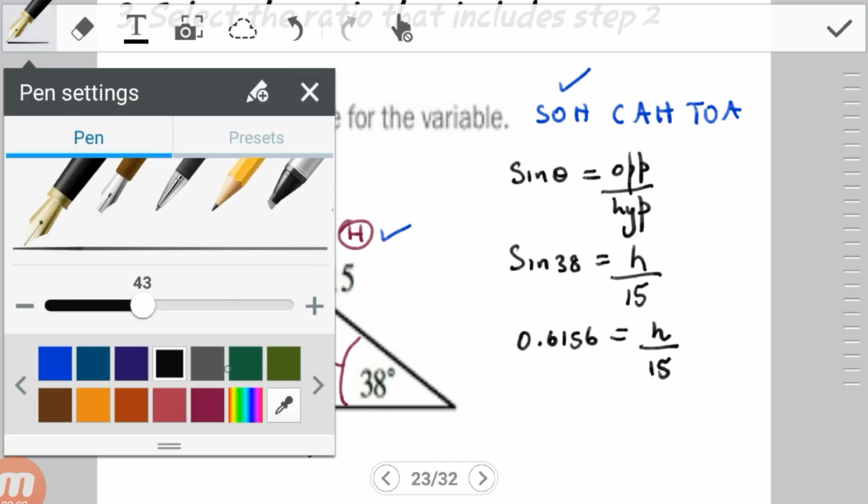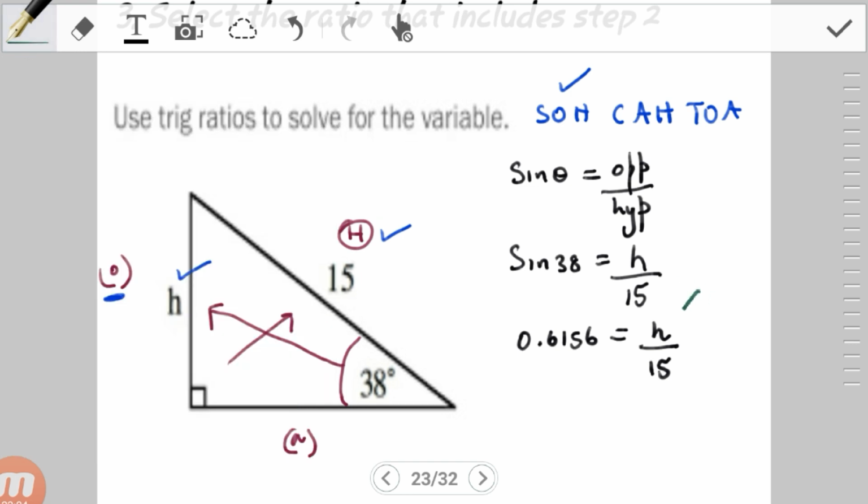Now usually we find that once the unknown variable is at the top of the ratio, the shortcut is going to be that we multiply both values, or you cross multiply. So therefore we're going to find that h here is equal to 15 multiplied by 0.6156. So we go ahead, 15 multiplied by 0.6156, and we're going to find that our final answer here for the side being represented by h is 9.23. Alright, now you have a choice.